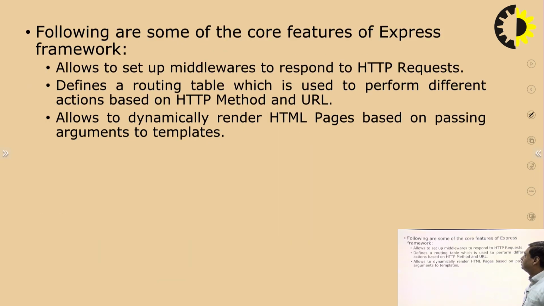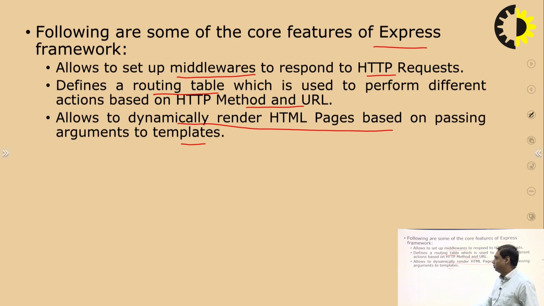Now some of the core features of Express framework: basically it sets up middlewares to respond to the HTTP request. So when you develop a web application, it is working on HTTP protocol and it works as an interface between your request and web application. It defines a routing table which is used to perform different actions based on HTTP method and URL. It allows dynamically rendering HTML pages based on the arguments passed to the templates.